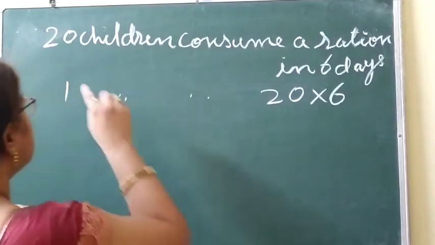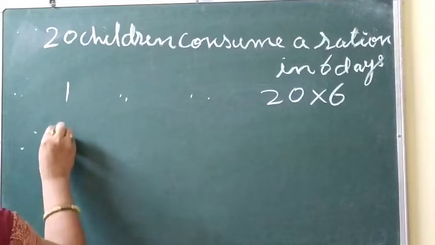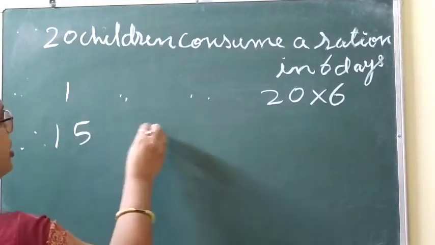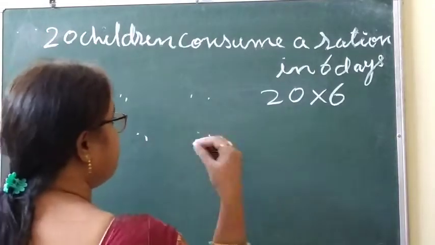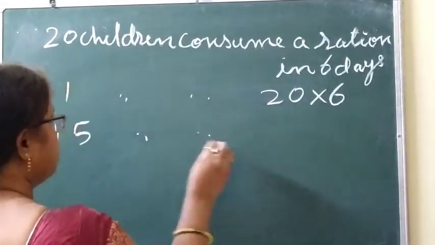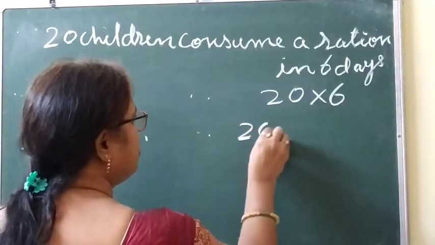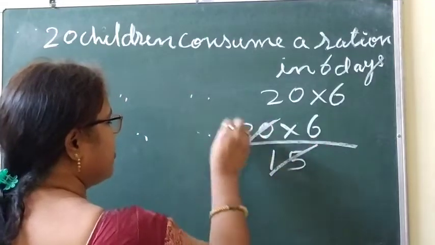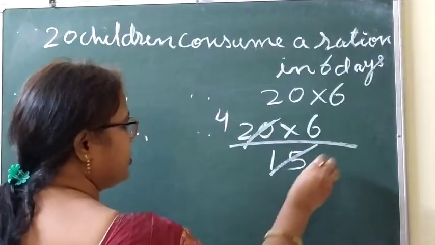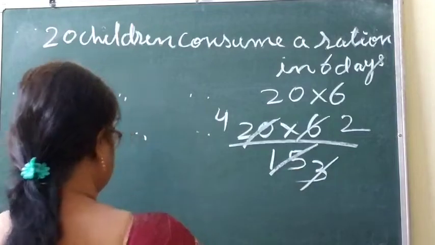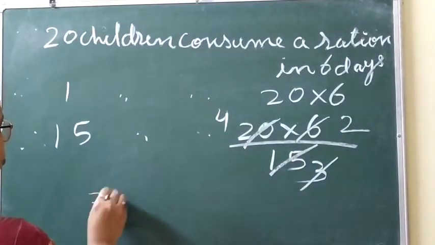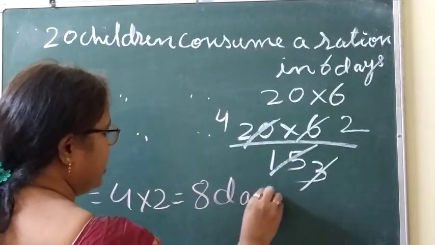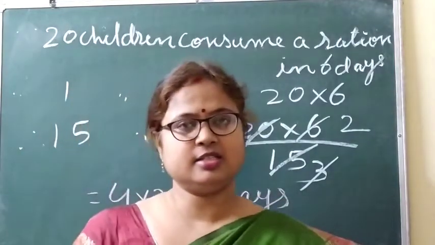Clear? So 5 we will subtract from it. So now it is what? 15. So we have to find out of 15 children. So 15 children consume a ration in how many days? It will take more or less? It will take less as compared to 1. So 20 into 6 divided by 15. Clear? So 5 4s are 20, 5 3s are 15, and 3 2s are 6. Okay? So 4 into 2, that is what? 8 days. And 8 days is the answer.